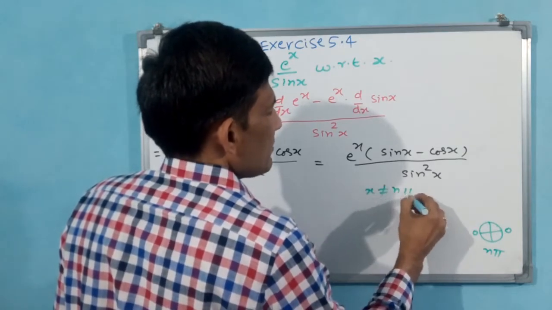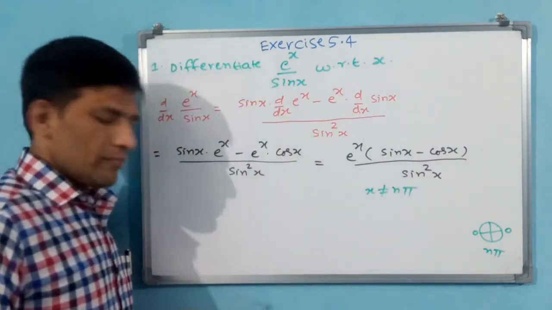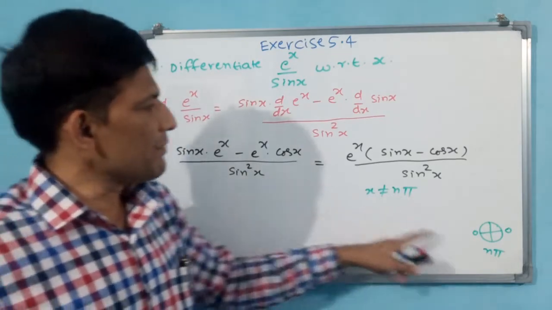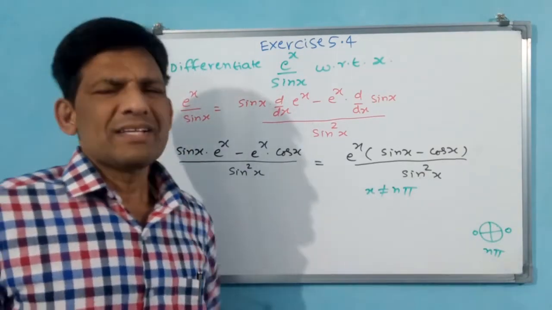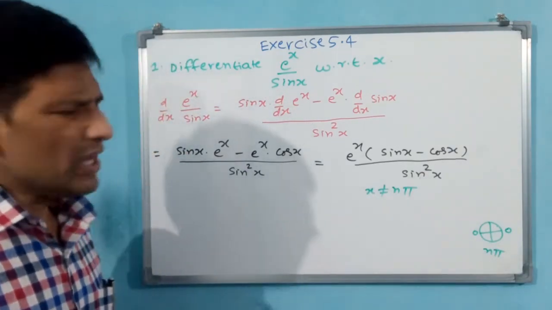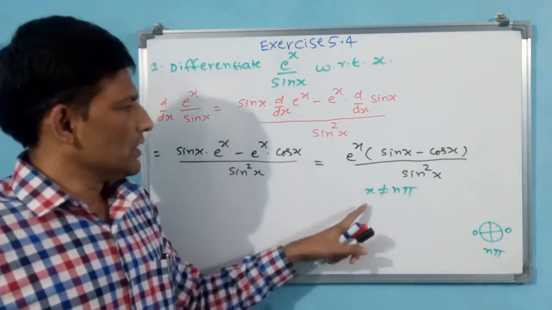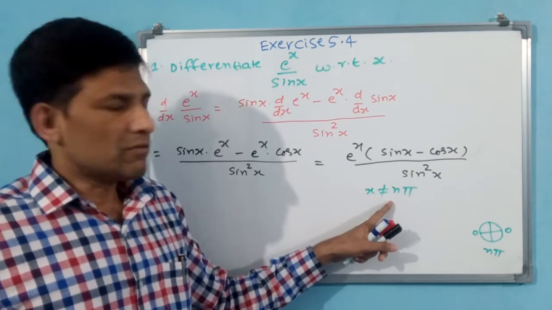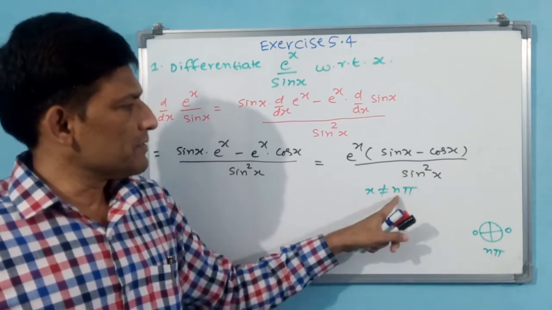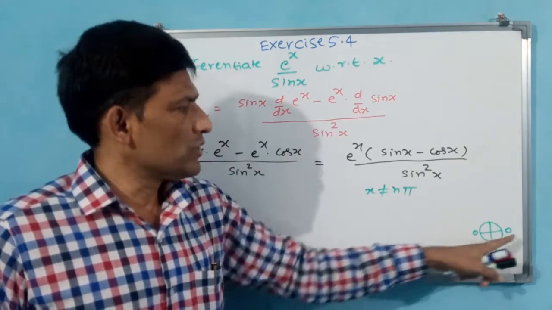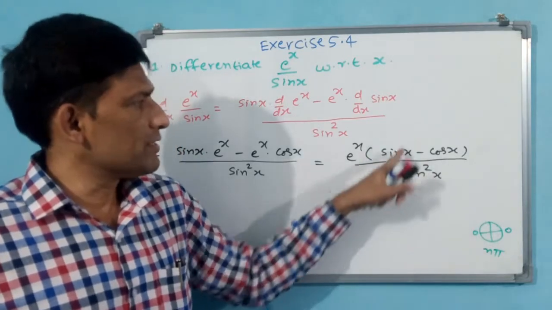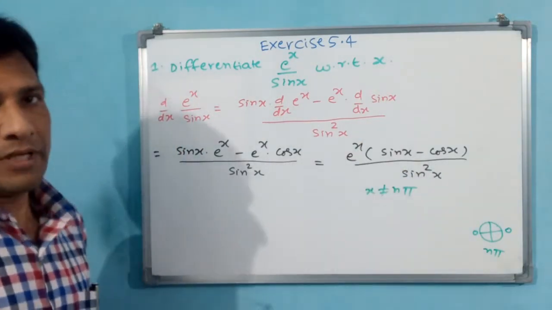x should not be n pi. Why? Because at n pi, sin x is 0. What is n? n is an integer, n belongs to Z, you can write this also. Okay. x not equal to n pi. Why? Because at n pi, sin x is going to become 0 and the expression is going to become undefined. Okay.